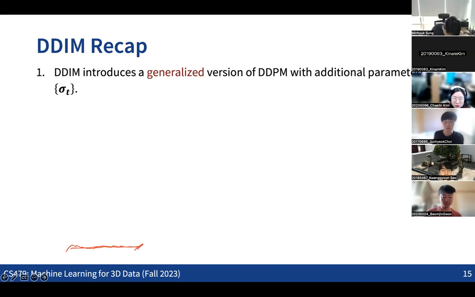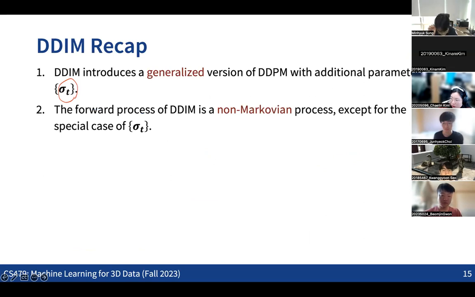So one of the key important facts is that DDIM is basically a generalized model of the DDPM with an additional parameter, sigma. If we set a specific sigma, it becomes exactly the same as the DDPM, the same Markovian process. But by varying the value of sigma, we can also make the DDIM a non-Markovian process, which is a generalized version of the DDPM.